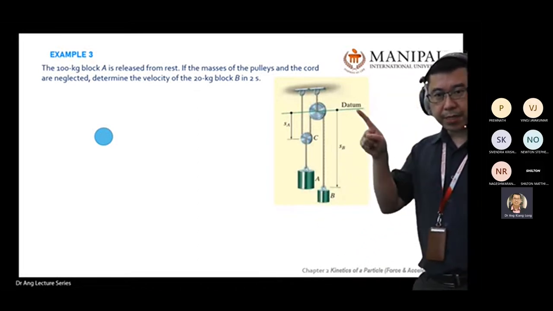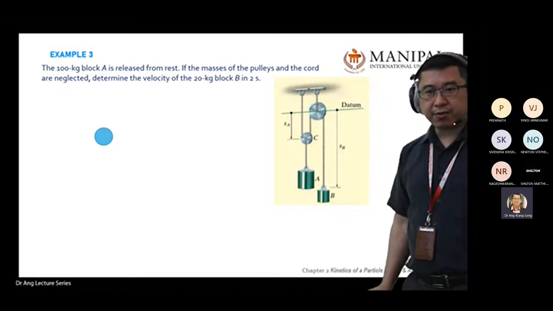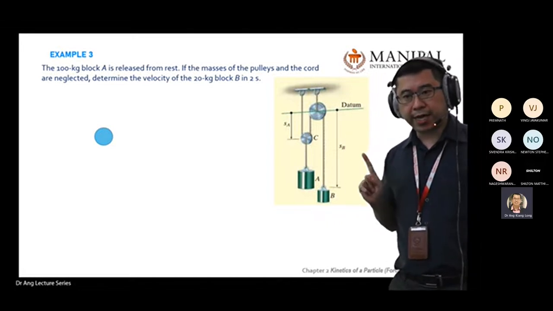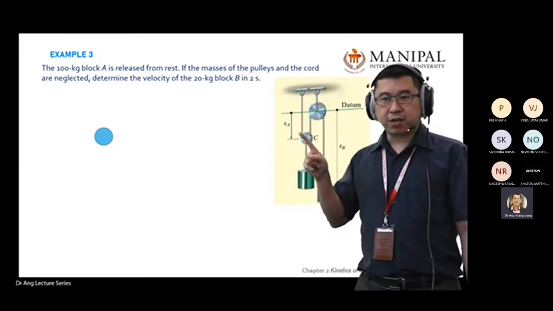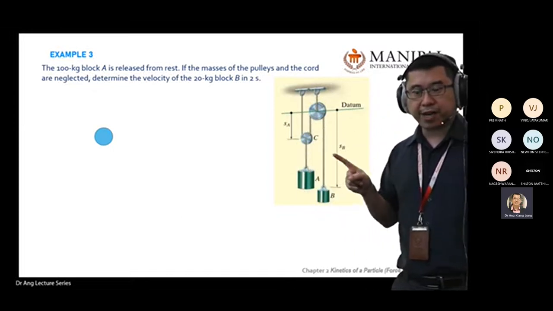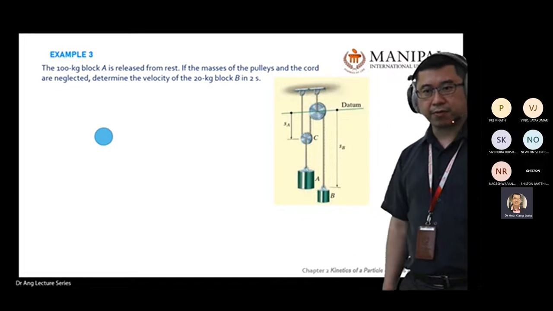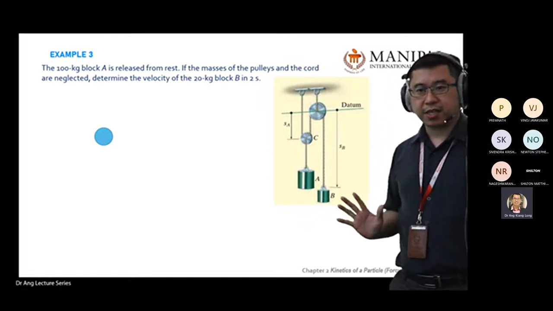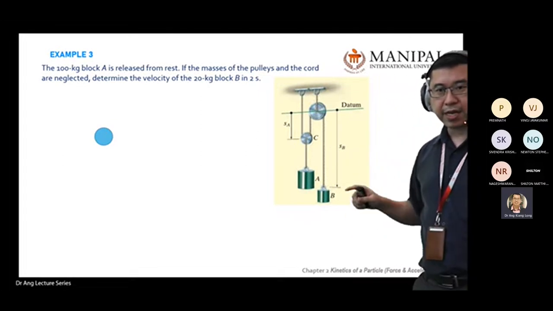What about B? B is also measured from the datum, from the dot to the arrowhead, meaning if B goes down, the movement is positive. So be careful when you talk about S_A and S_B. Based on this datum line, the dot and the arrow, if you have a positive value of S_A in your calculation, it means the object is going down, because the positive direction is going down. So before you solve your question, make sure you understand the hidden message in the diagram. The question asks you for the velocity of object B after 2 seconds.